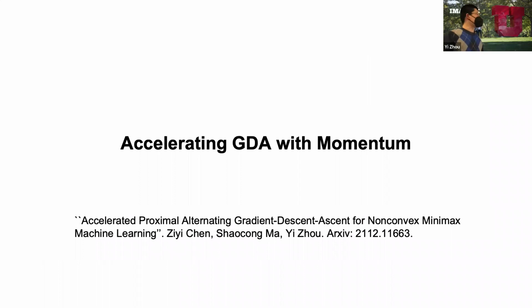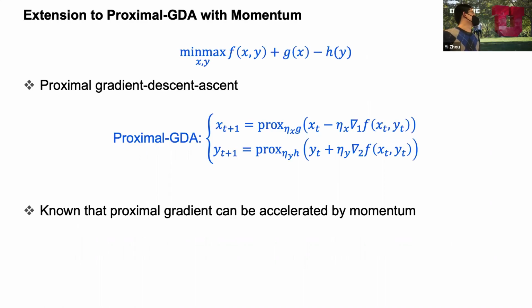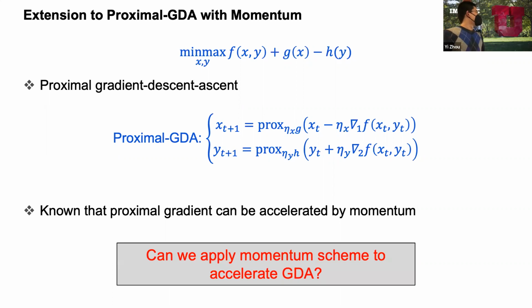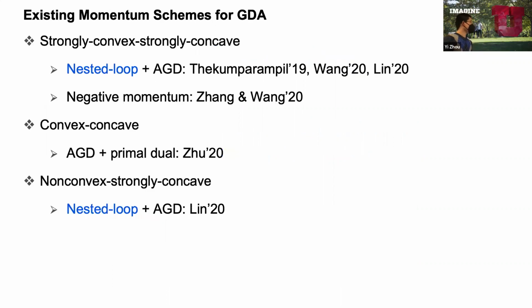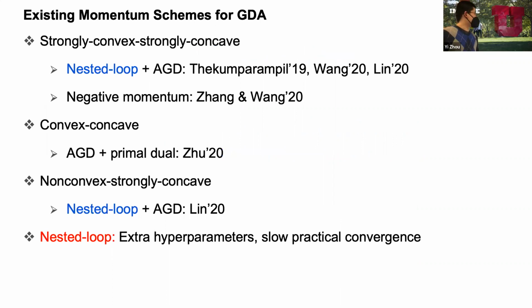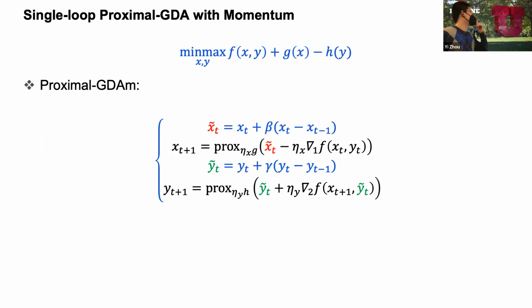Next I'm going to talk about a simple idea of how to accelerate this algorithm with momentum, because we are talking about gradient methods here. A very classical idea is that classical gradient descent methods can be accelerated by leveraging momentum. So the idea is to apply these momentum schemes to accelerate this minimax optimization algorithm. And I will directly go to the algorithm part.